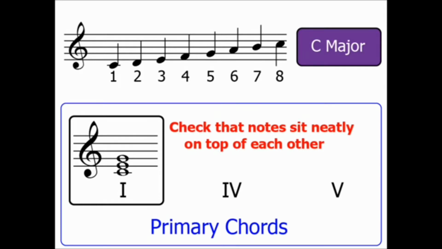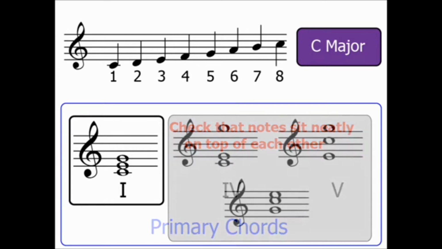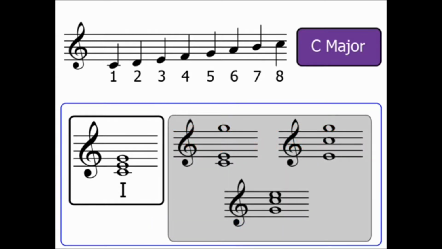We know that the notes C, E, and G make up chord 1 in C major, but if we take a quick detour and look at all of these chords, they all also contain C, E, and G. There are ways you can lay out chords differently. Musicians call these inversions, and I look at these in another video. For the moment, make sure that the notes sit neatly on top of each other.